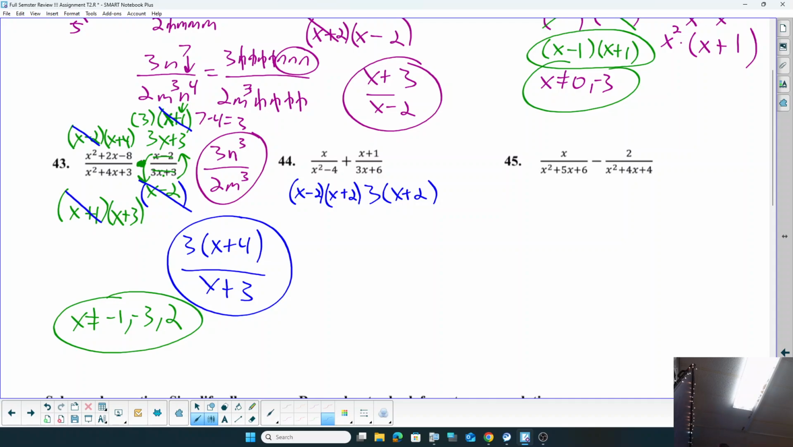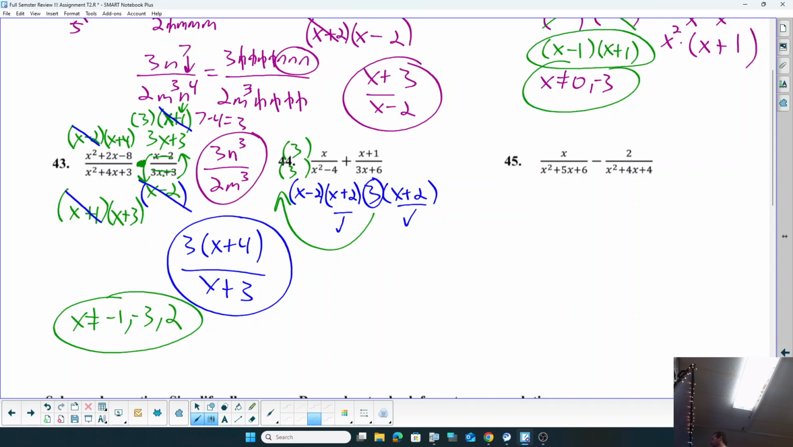Way-o. Okay, let's see here. So then we were trying to get a common denominator. And so we have an x plus 2. That's our common denominator already. But we're missing the 3. So that means we're going to multiply 3 to the top and bottom.